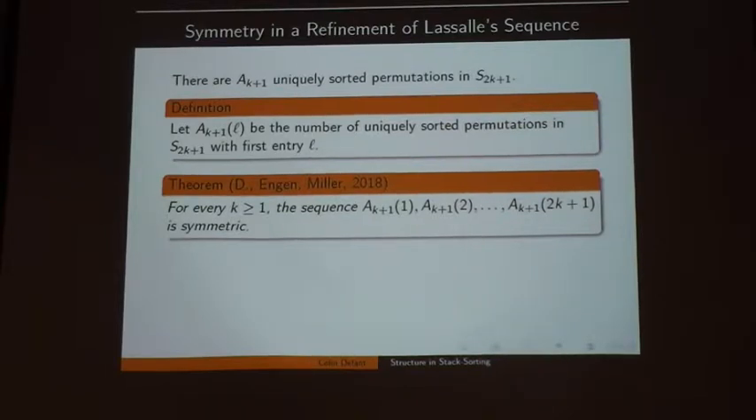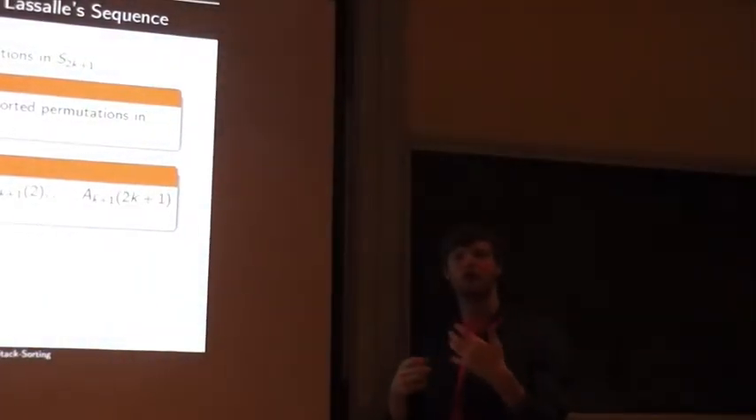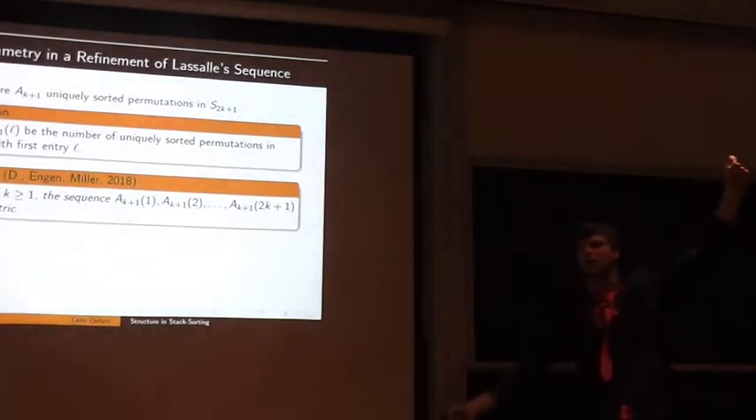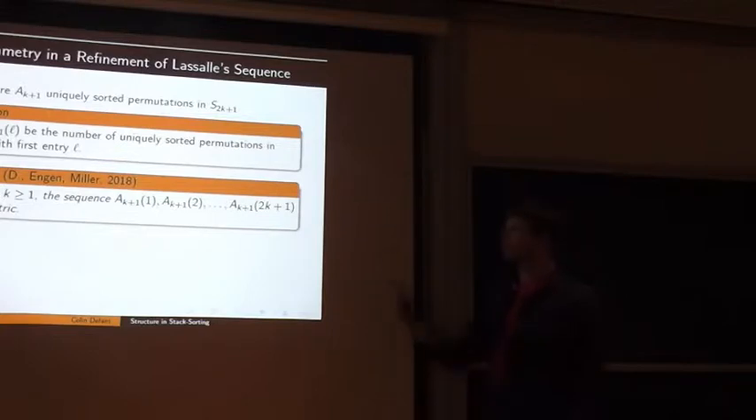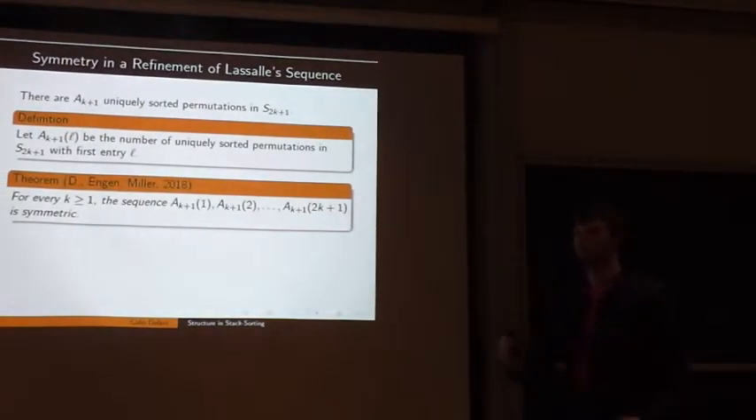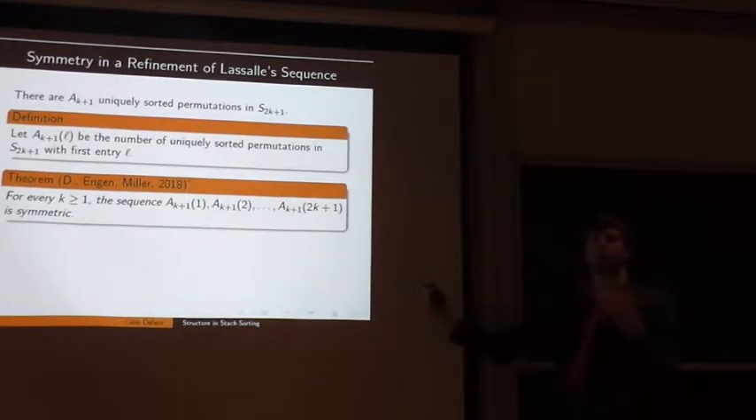And this is really not obvious from the definition of a uniquely sorted permutation. You really have to, I think, trace through our bijection in order to see why this is the case. And it's also a little bit counterintuitive because the things we're counting here are sorted permutations. They're in the image of the stack sorting map, and the stack sorting map is supposed to take a permutation and send it to something closer to the identity. So you should expect things in the image to be somewhat close to the identity, meaning they should start with somewhat small numbers. But this is saying that the number of these permutations that start with 1 is the same as the number that start with 2k+1, and the number that start with 2 is the same as the number that start with 2k, and so on.